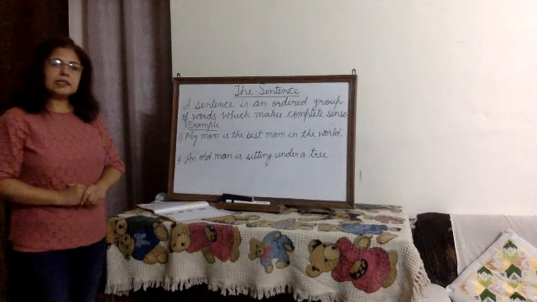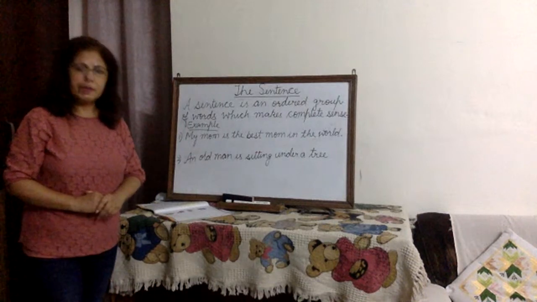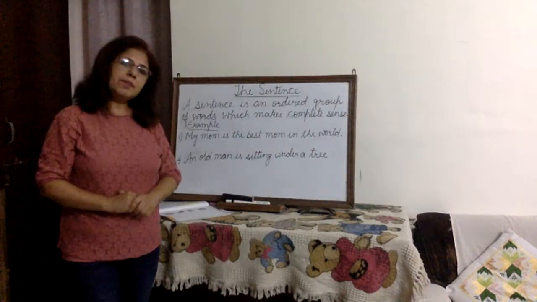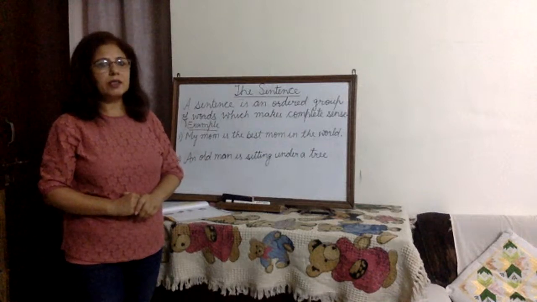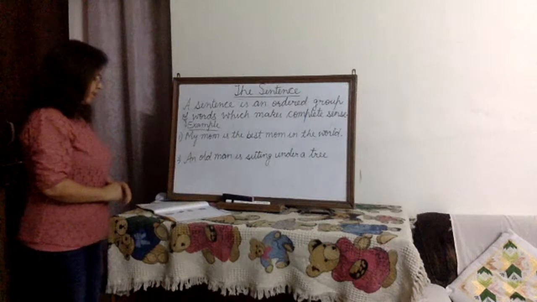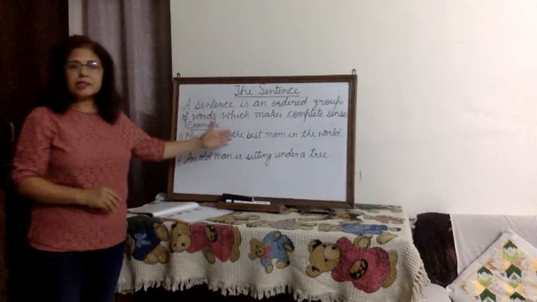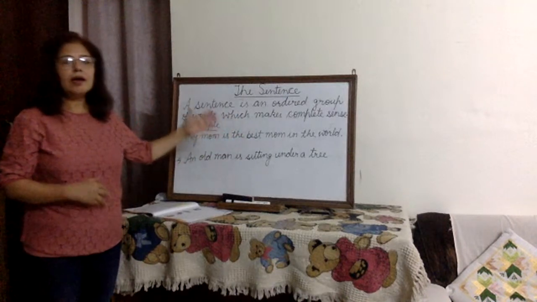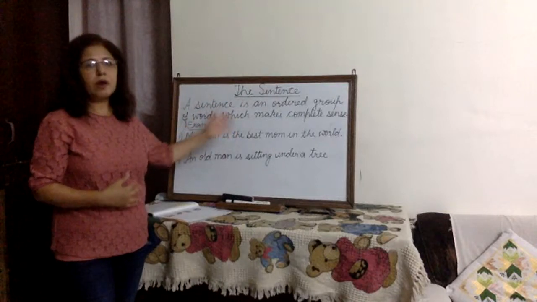A sentence is divided into two parts, that is a naming part and a doing part. A naming part is called a subject and a doing part is called a predicate. So now, what do you mean by subject? So subject is the place, the person, the thing, or the emotion that we are speaking about, that we are talking about.